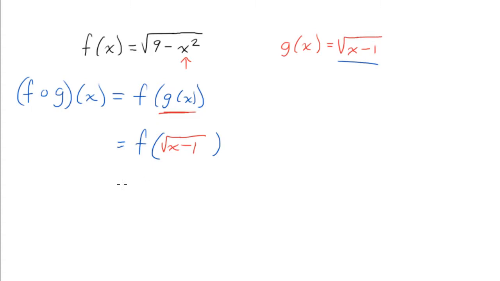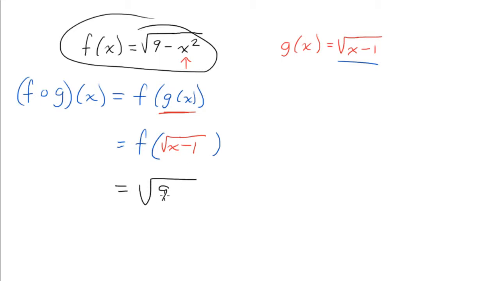I'll switch to black now because we've got this function here, and that is the square root of 9 minus something squared. That something is our x, our variable there. So what I'm going to plug in is the square root of x minus 1 right there. Now that is correct. If you were to just plug in a value for x, you could get the output correctly. But let's clean it up. Let's simplify that a little bit.